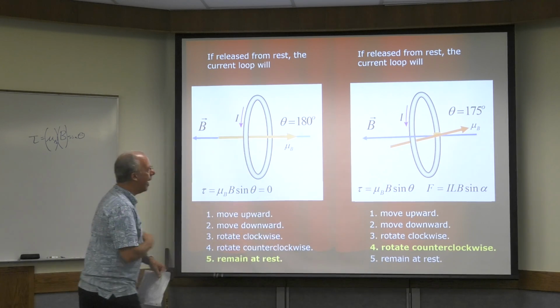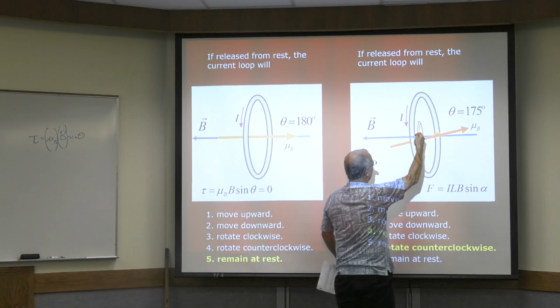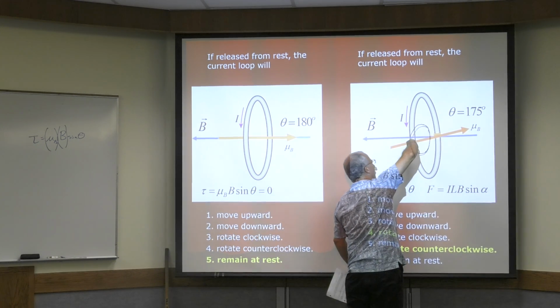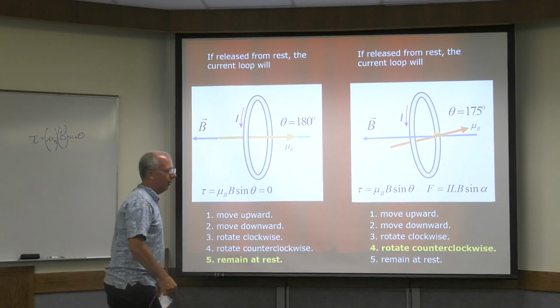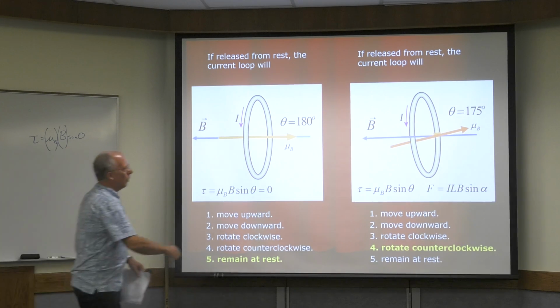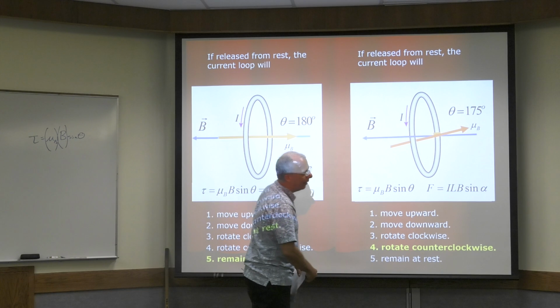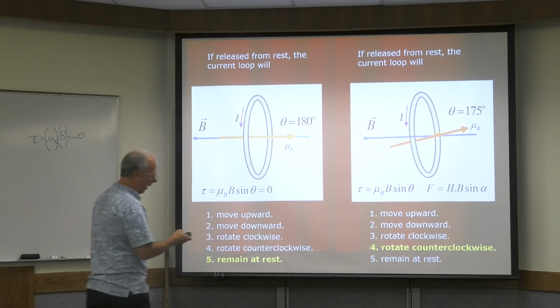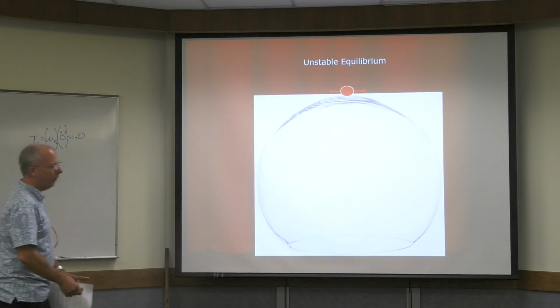Okay? Now, here's the question. So it's going to rotate, big time. Now, what's it going to do then? Is it going to go back to this? No way. It's not going to go back to that. So what do we call that? We call that unstable equilibrium.